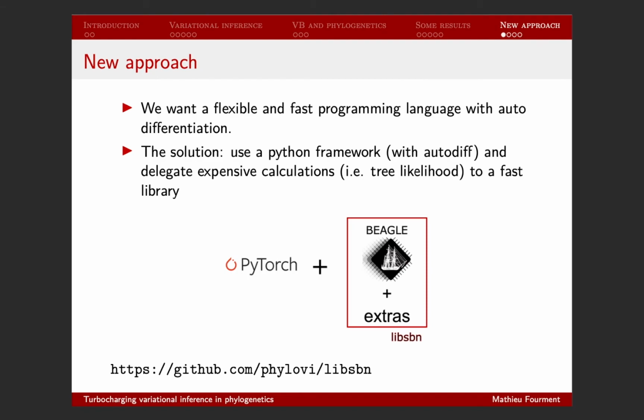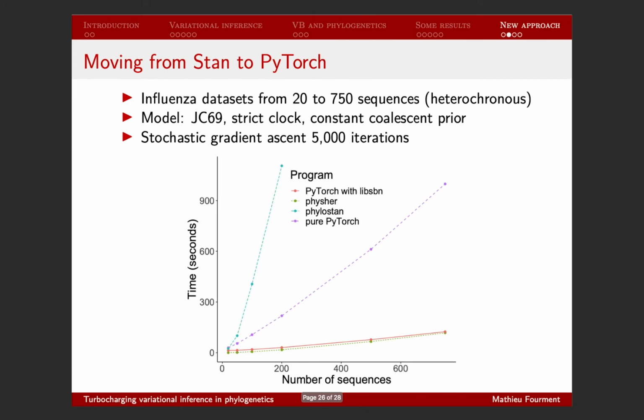And in this library, libsbn, there's a lot of other things. That's why I said extras. Something about Bayesian subsplits, I think there will be a talk about it before or after me, I don't know. So it's doing a lot of things. And you've got the GitHub page at the bottom of the page.